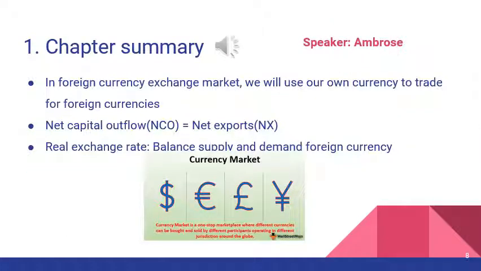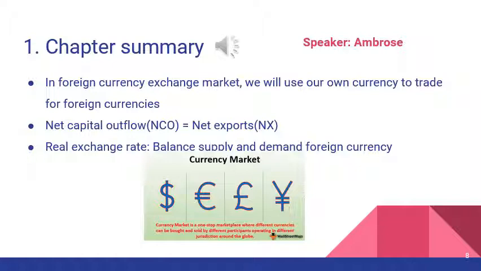Now let's talk about the market for foreign currency exchange. The two sides of the foreign currency exchange market can be represented by NCO and NX. The NCO, which is the net capital outflow, represents the imbalance between the purchase and sales of capital assets, while the NX, which is net exports, means the imbalance between the exports and imports of goods and services.